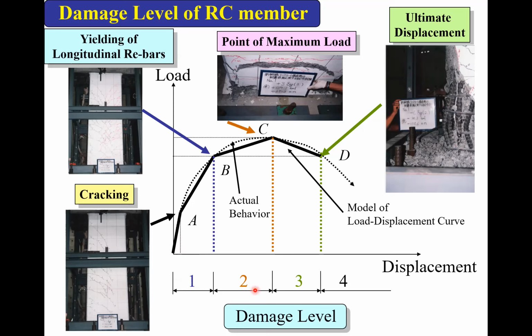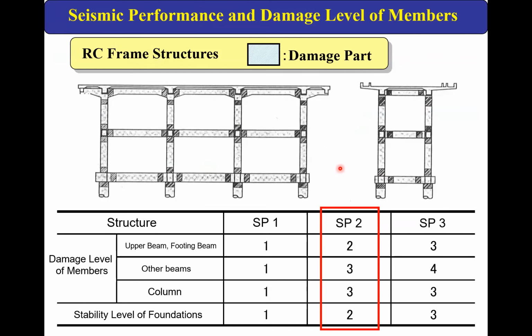The second level, damage level 2, means before the maximum load point. So between the yielding point and the maximum load point, damage level 2. The damage level 3 means the range between the maximum load point and the ultimate displacement point. The damage level 4 is beyond the ultimate displacement point. Again, damage level from 1 to 4. Then I can go to this slide.